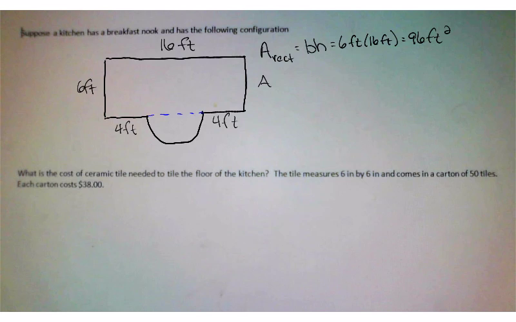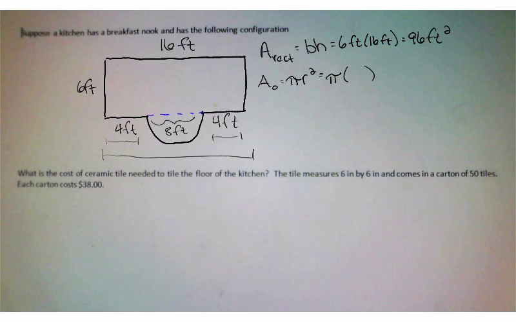All right, the area of a full circle is calculated pi r squared. So let's start there. If we were dealing with the whole circle, we would need the radius of it. Well, looking at this, how can we figure out the radius? Well, from here to here is 4 feet, and here to here is 4 feet, but all the way across is 16. So that means we're missing 8 feet.